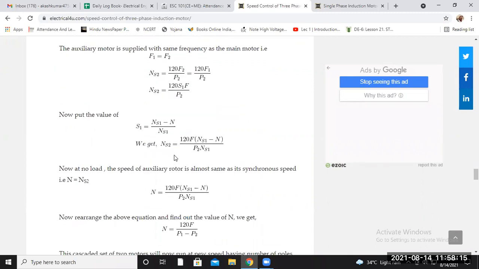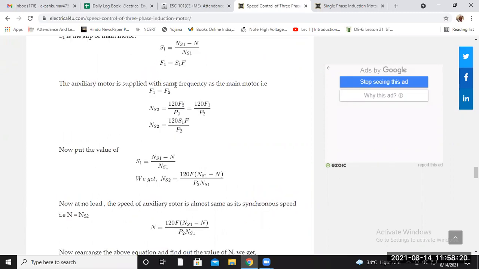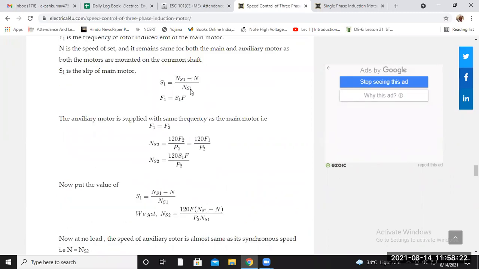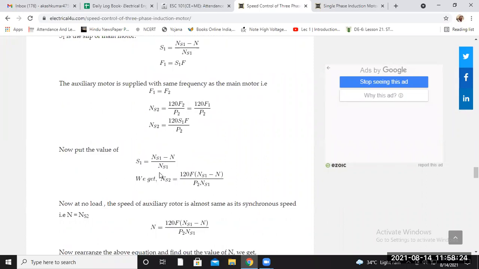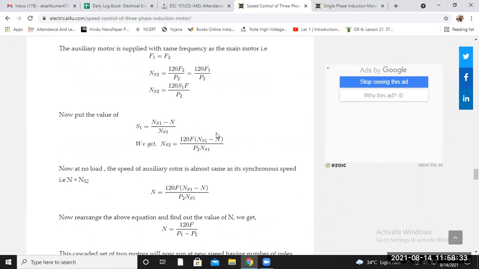Now put the value of S1 here. S1 has the value ns1 minus n divided by ns1. You will get ns2, that is the synchronous speed of the auxiliary motor in terms of the synchronous speed of the primary main motor. You will get this equation.